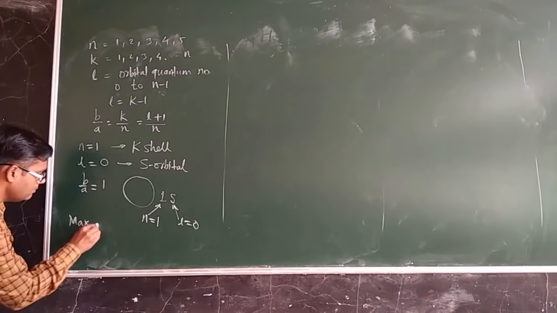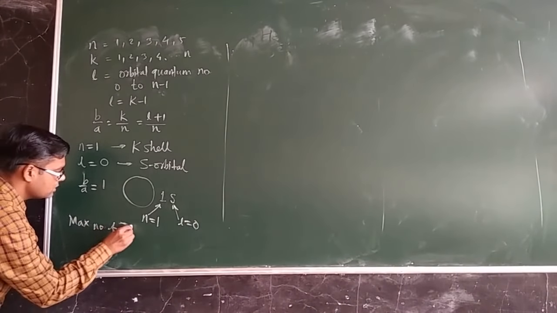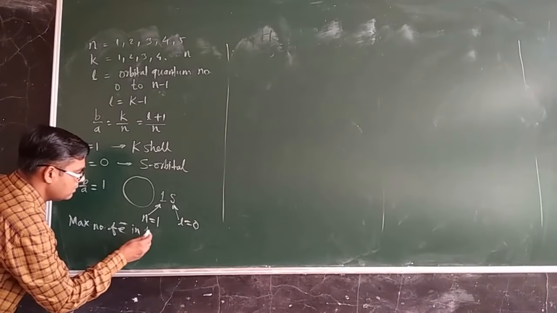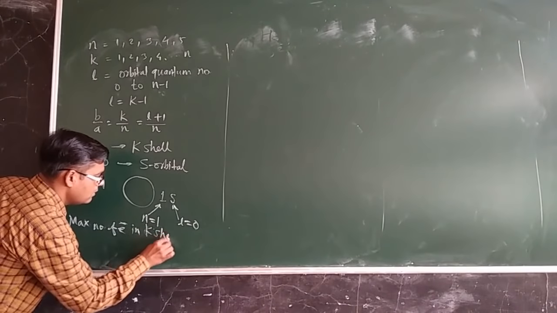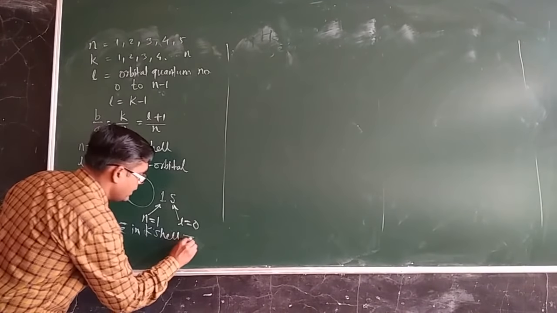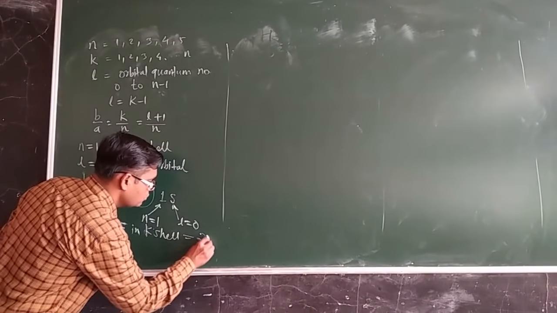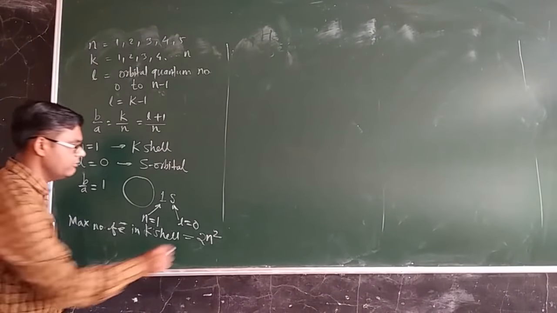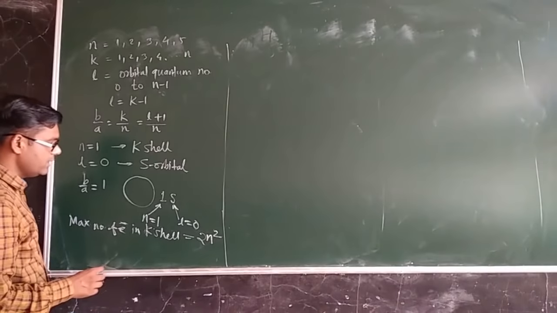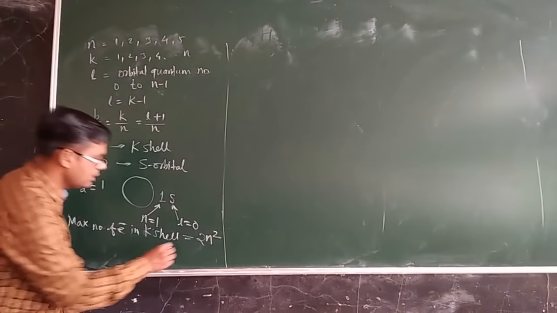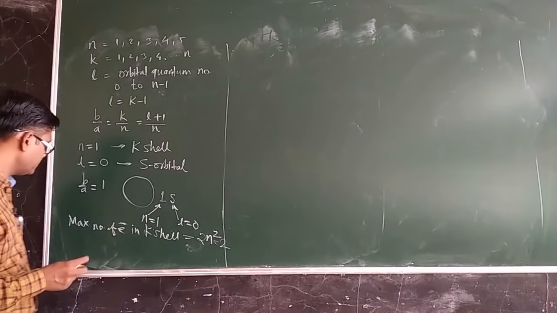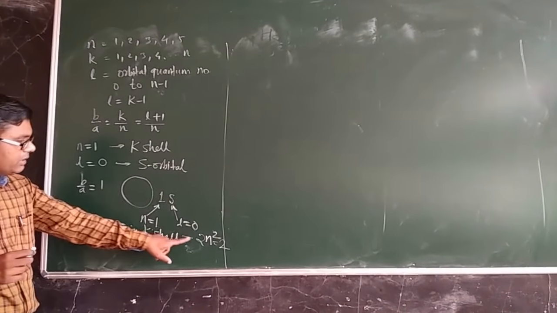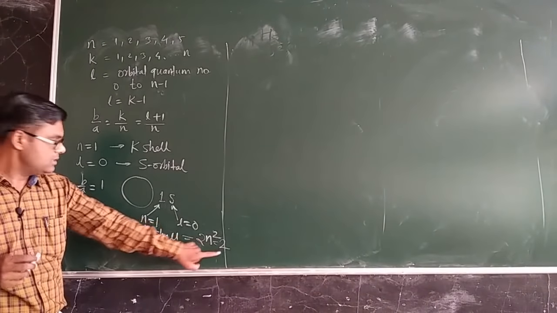So maximum number of electrons in K shell will be equal to 2 into n square, and the value of n is equal to 1, and therefore it will be equal to 2. Okay, so the first orbit will have a maximum of 2 electrons, right?